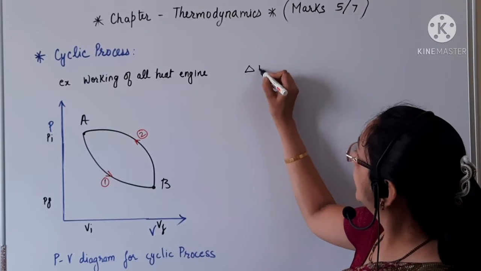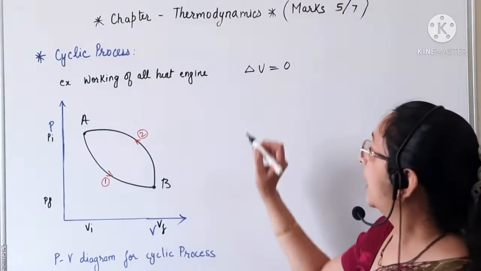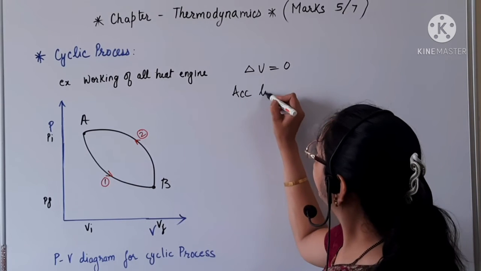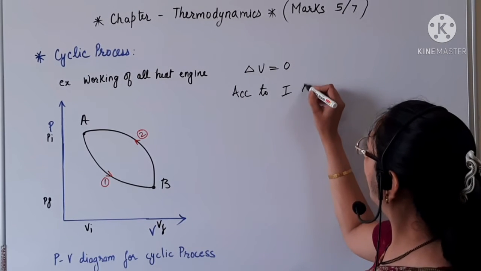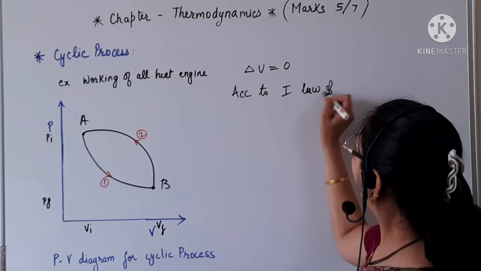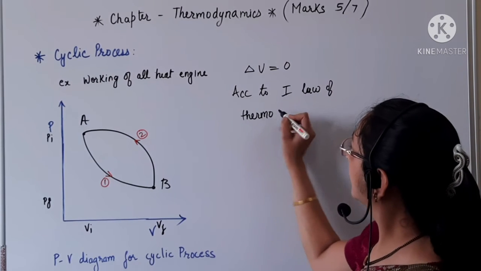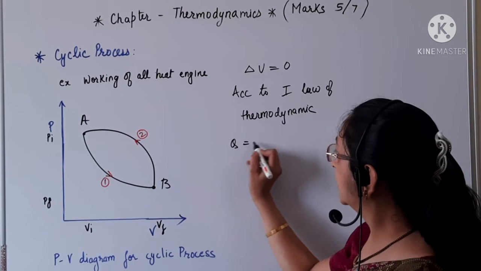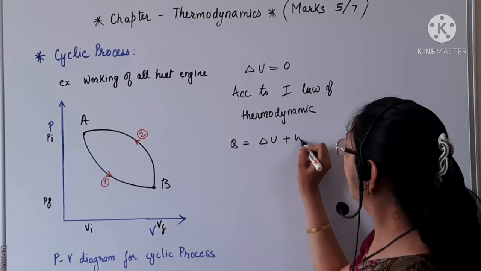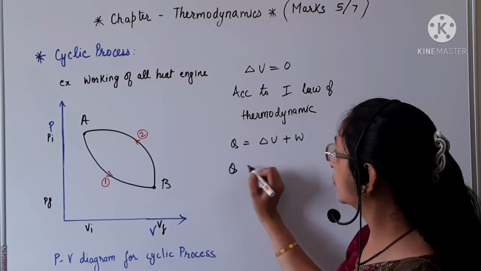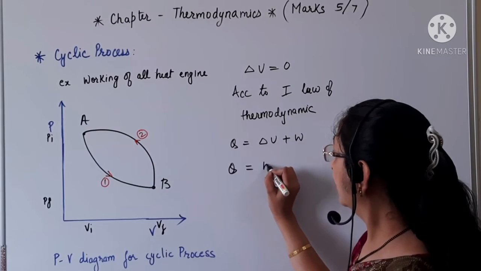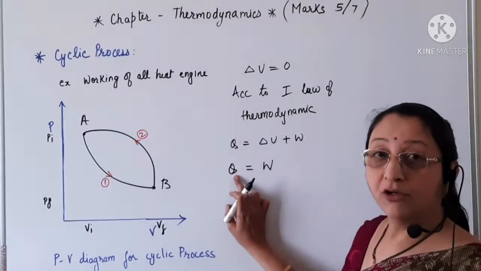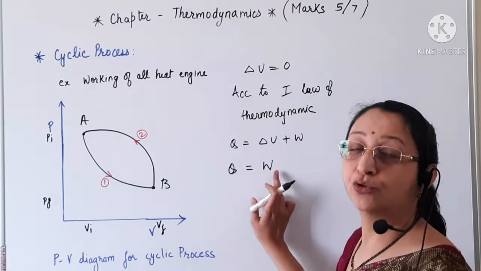the change in the internal energy is zero. Now, according to the first law of thermodynamics, we have Q is equal to delta U plus W. Now here delta U is equal to 0. So for a cyclic process, Q is equal to W. That is, whatever the energy is given, it is all used to do the work.